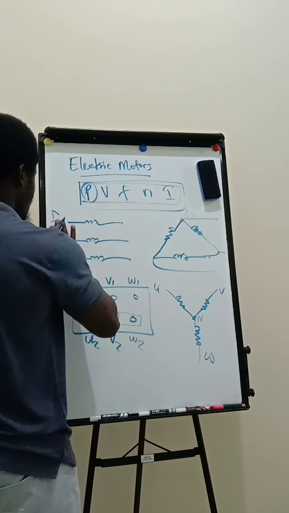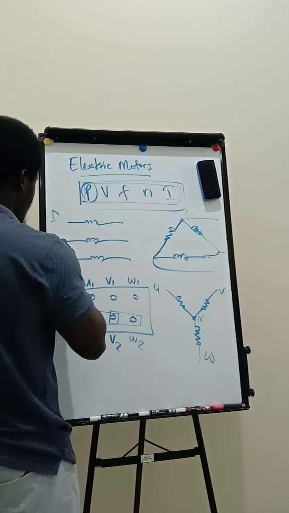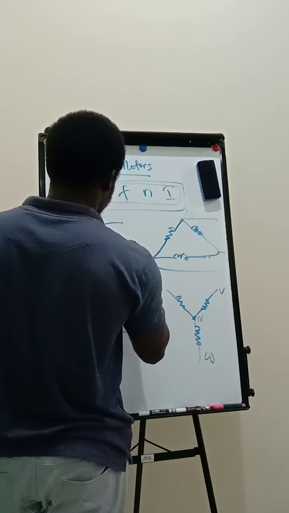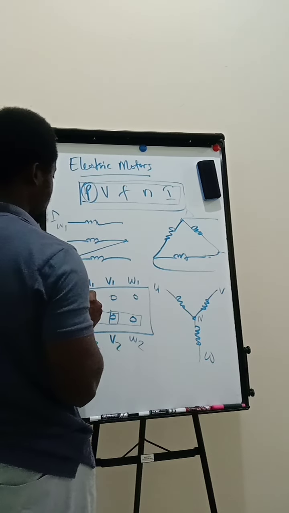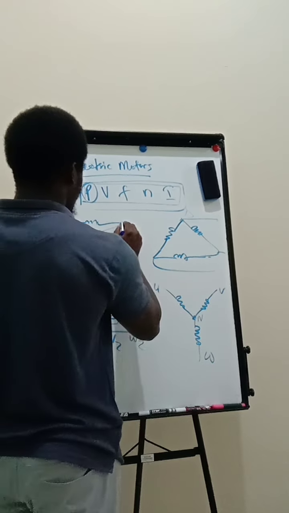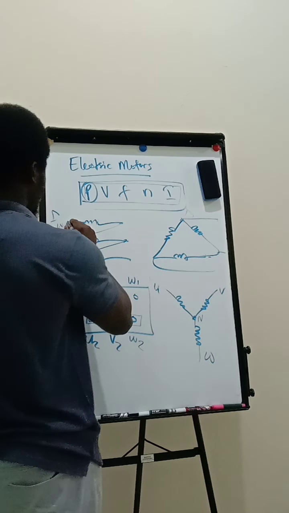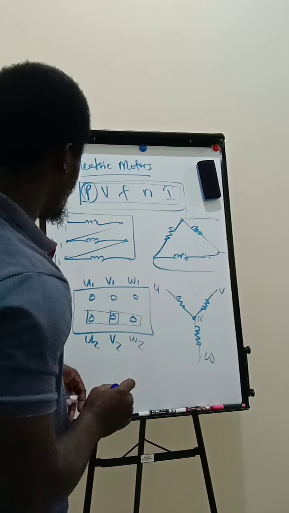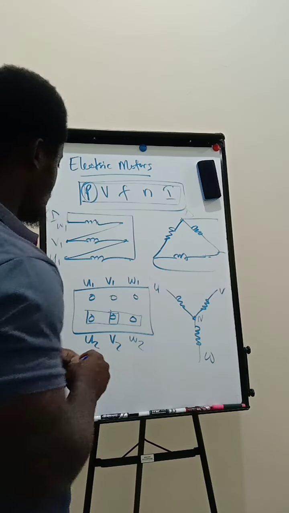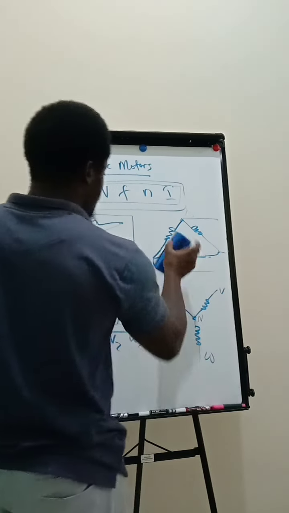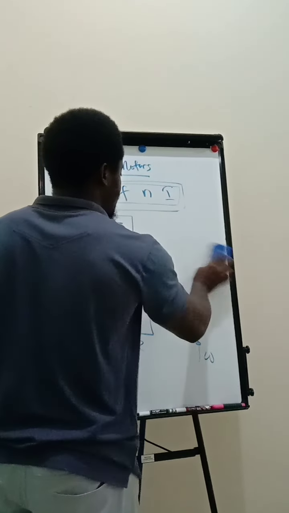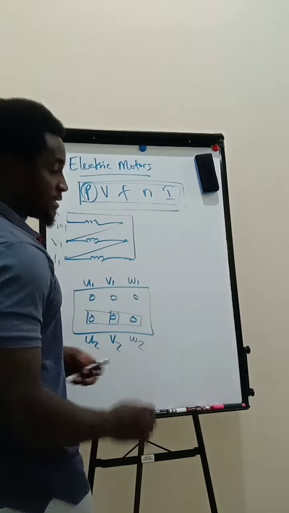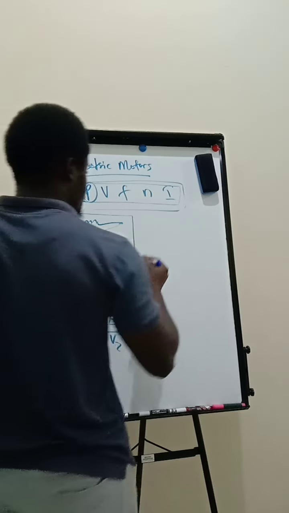Let me call these U1, V1, and W1. So the start of U is going to be connected to the end of the V winding. The start of V is connecting to the end of the W winding, and then the start of the W winding is going to be connecting to the end of the U winding. So we are going to achieve it as such. So how do we put this now in the terminal board of the electric motor so we can achieve connecting the electric motor either in star or in delta? This is the idea here now.